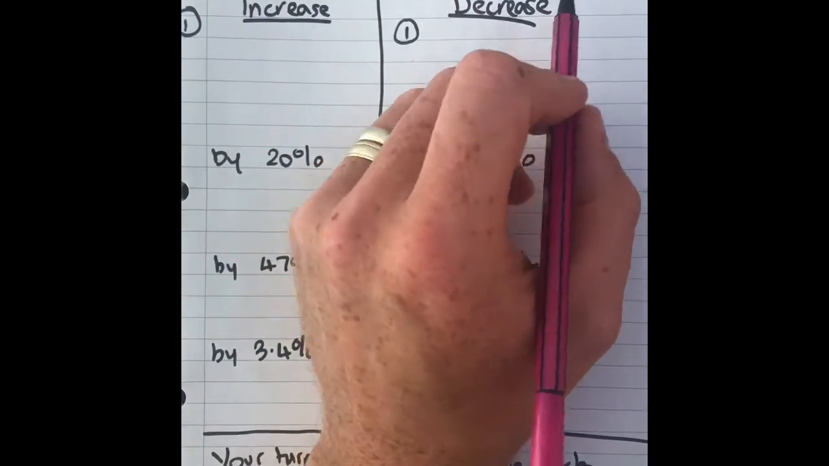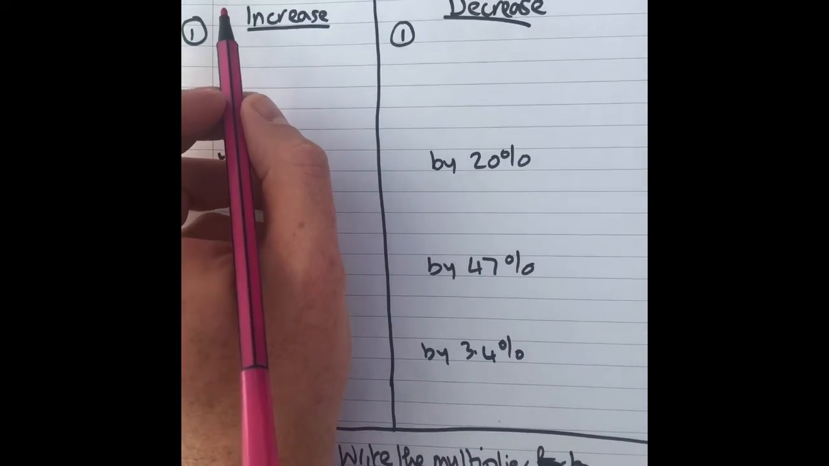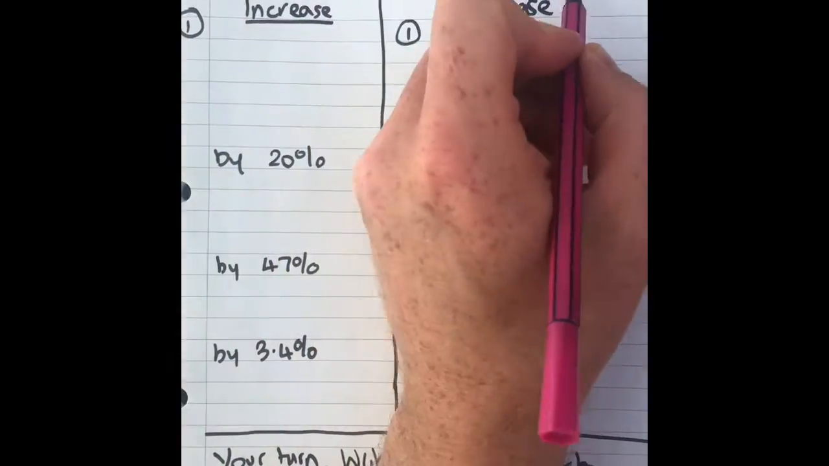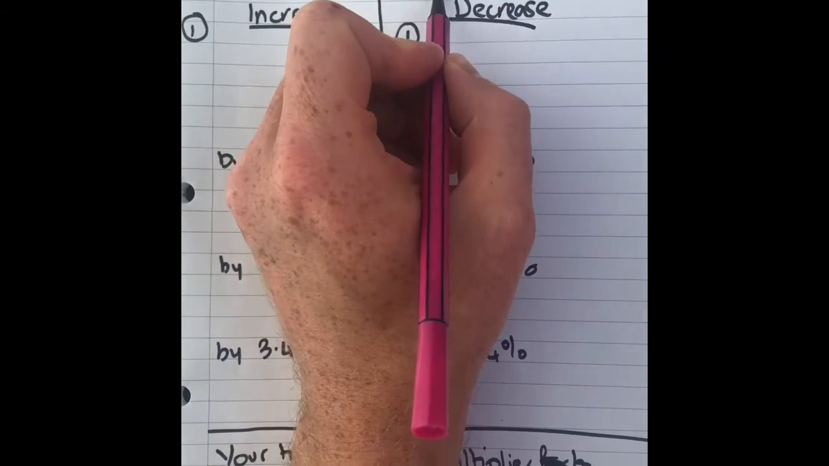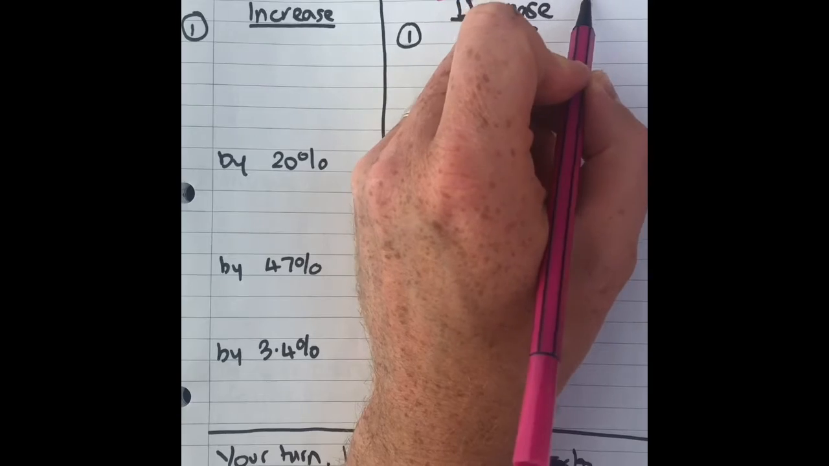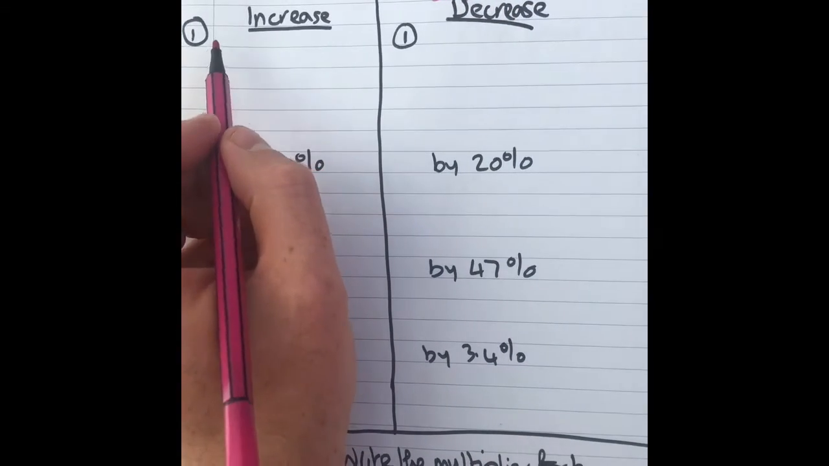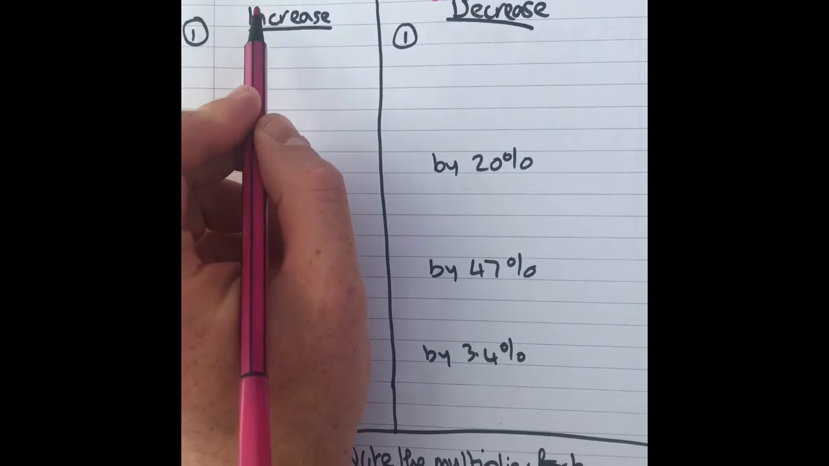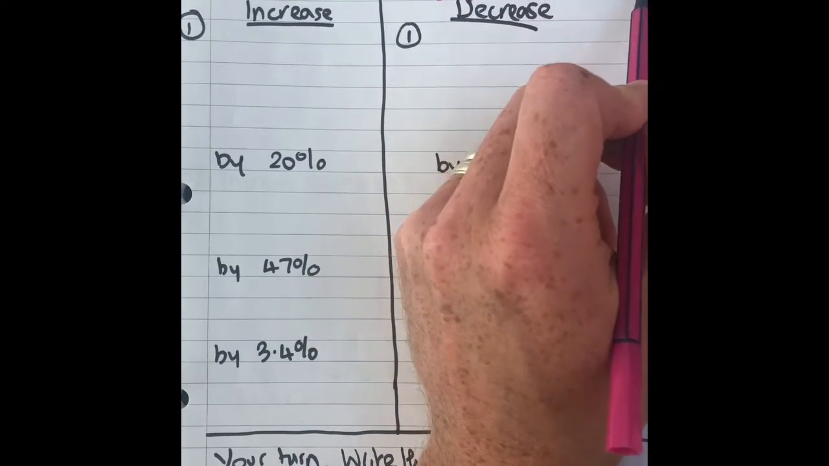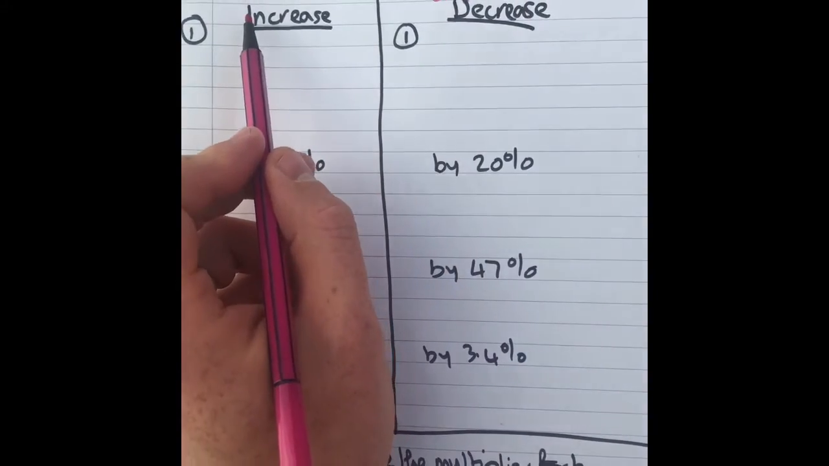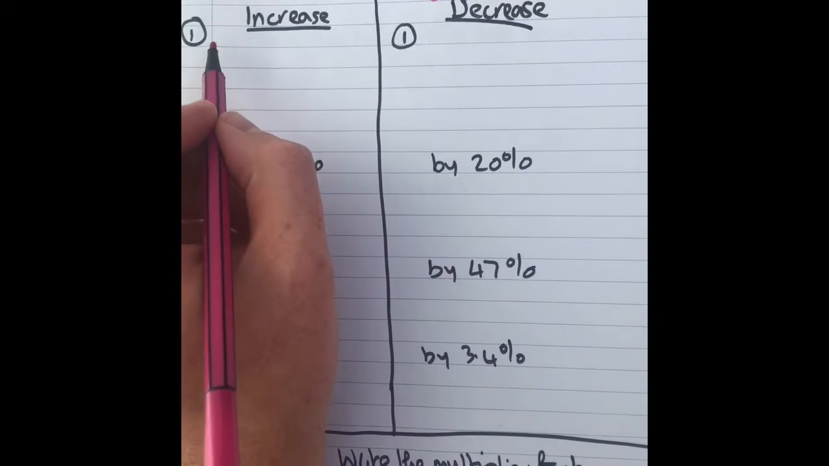Percentage decimal multipliers. So this is another way of using a calculator to calculate percentage change. So we're going to start with how we can create this multiplier if we're given that we need to increase or decrease by a certain percentage.